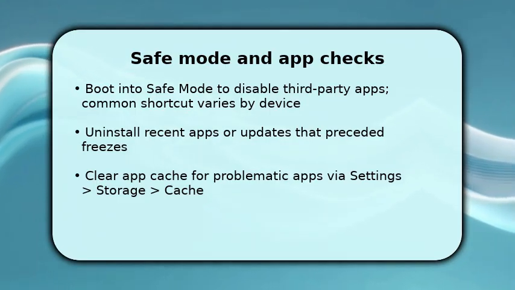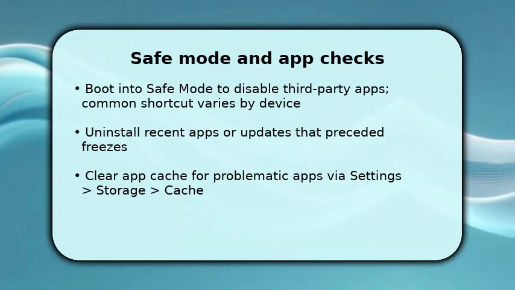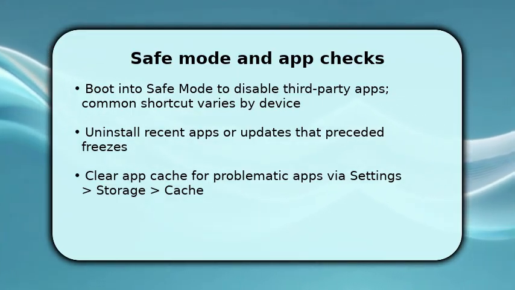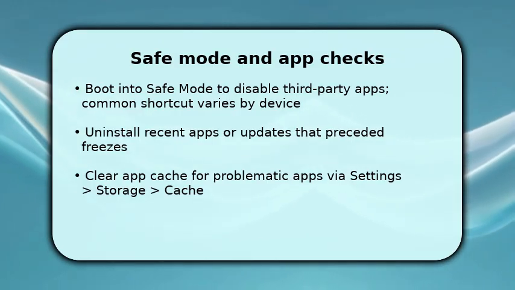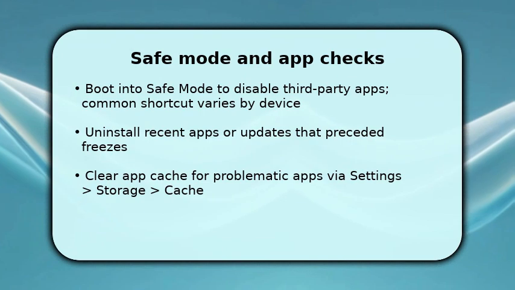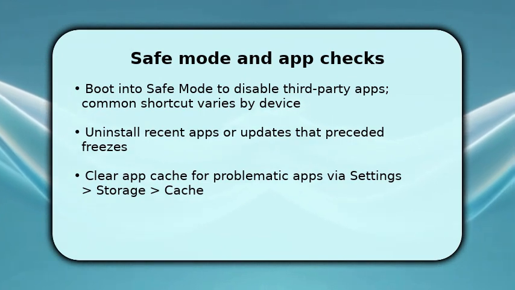Make sure to clear the cache for suspect apps through Settings, Storage, then App Cache. Cache removal fixes corrupted temporary data. Once you've removed or cleared the offending app, reboot normally to confirm the system is stable and responsive again.